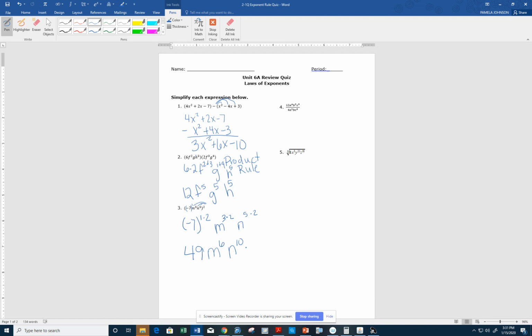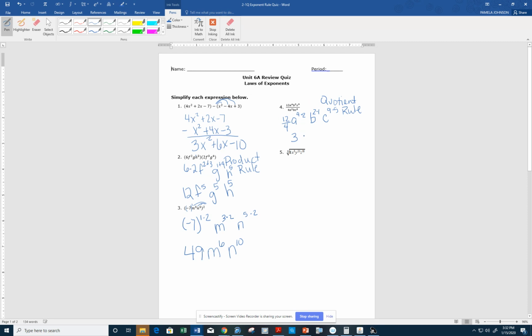Our next one, number 4, this is a quotient rule problem. So the quotient rule says that we're going to simplify any coefficients that we have. So 12 divided by 4 is going to become 3. We're going to subtract our exponents. So a to the 4 minus 2, b to the 2 minus 1, and c to the 9 minus 5.